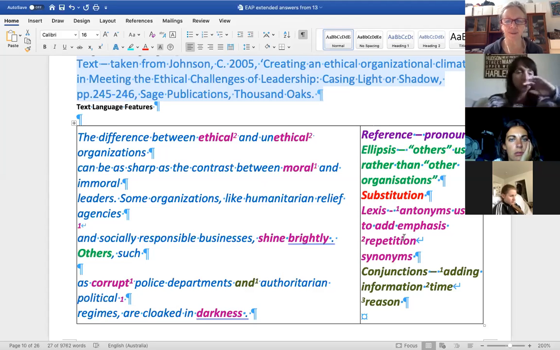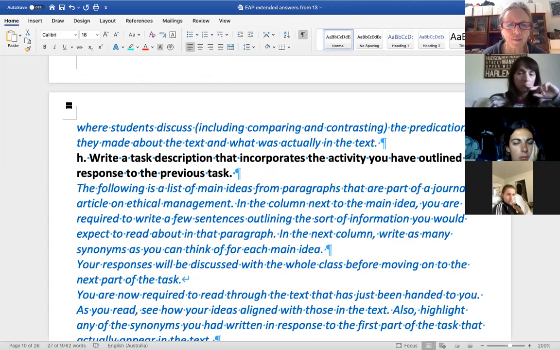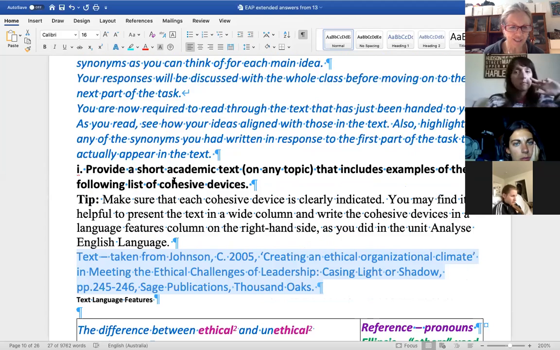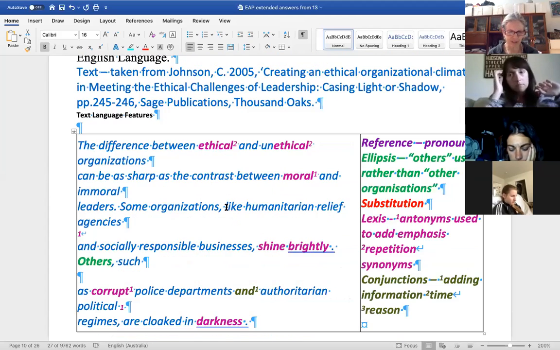Almost like an IELTS speaking task. Part 2. The reading, isn't it? Writing task. Where does it say? I thought it said 250 words. Well, it just says a short academic text. Doesn't say 250 words, but I think maybe that's probably under 250.